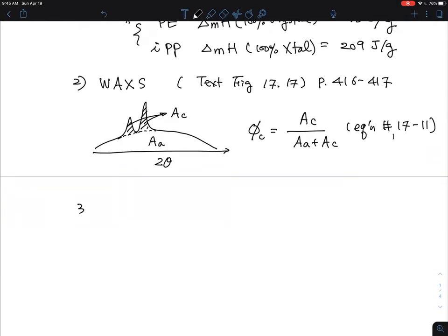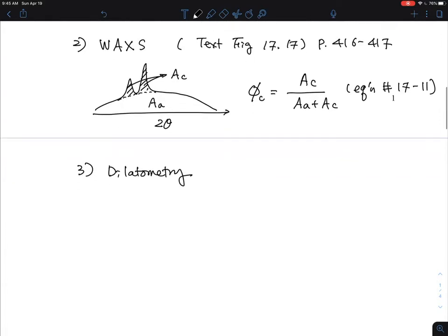There is a third method, which is what is called dilatometry. So this is the one where you're measuring the volume change, and you can do it using the mercury dilatometer. This is before the invention of the DSCs being easily accessible. Dilatometry was the most common technique.